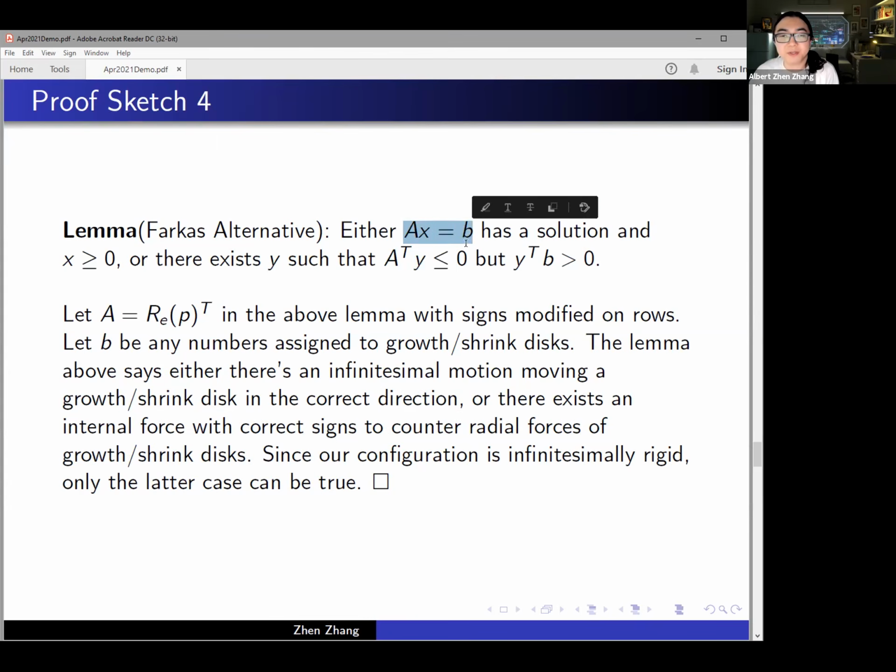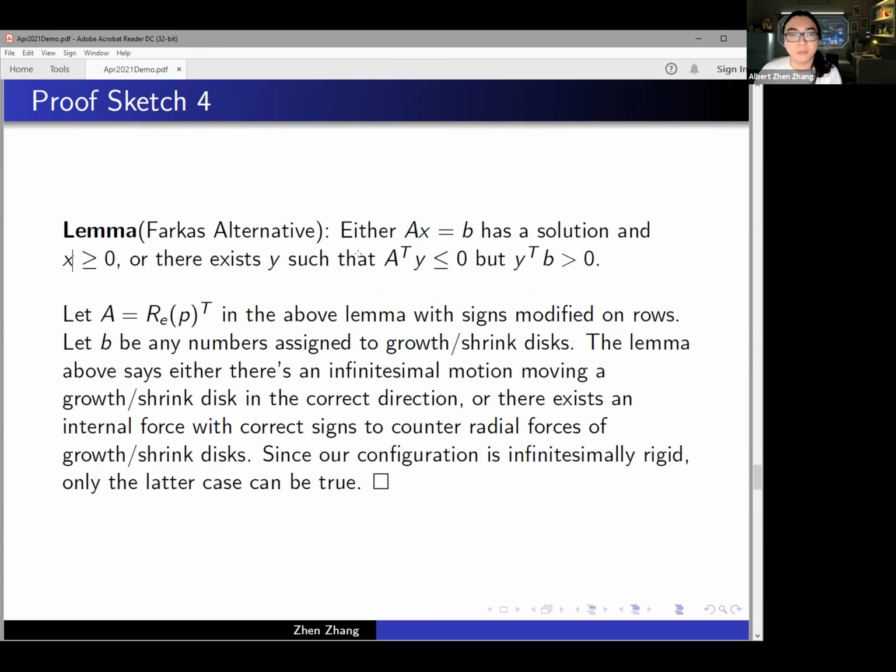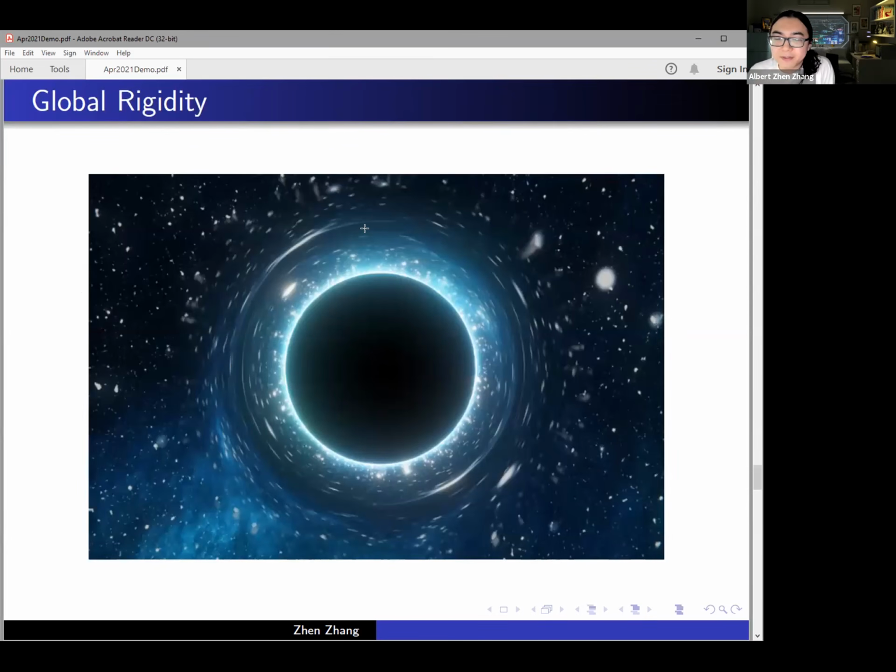That is saying Ax equals B, because once you assign B on growing and shrinking disks, you can find a solution X to counter it. Since our configuration is infinitesimally rigid, only the latter case can be true. That is, you can find Ax with the correct signs. Then the theorem is proved. You can multiply this stress you find by a very large positive number, then take the linear combination with the stress you found previously to counter all changes of the free disks. Okay, so that's the end of the story for infinitesimal rigidity.